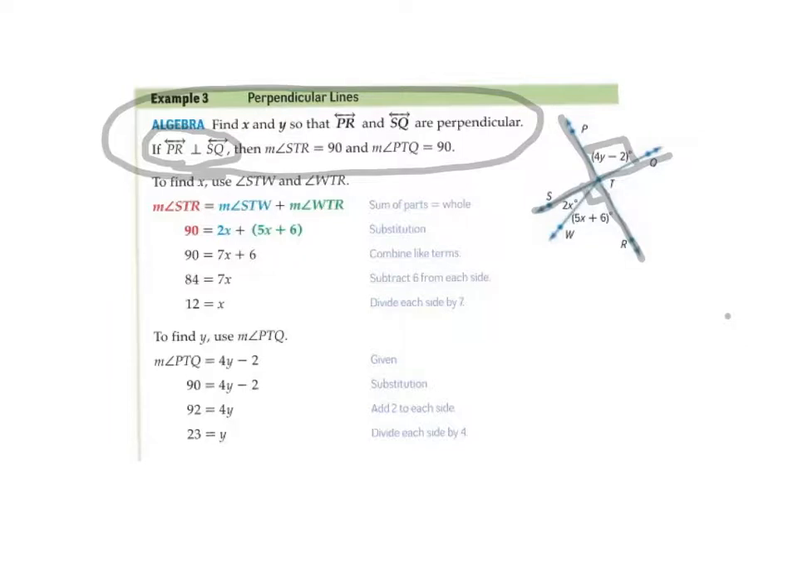All right, so you know that these 2 guys added together make 90 degrees. You solve for x, and then the other side, which is obviously a vertical angle to the whole side, is also equal to 90 degrees. So again, all you need to do is solve.